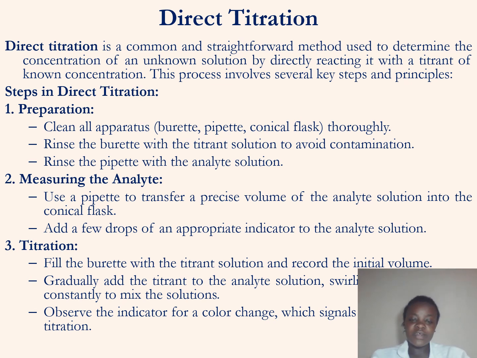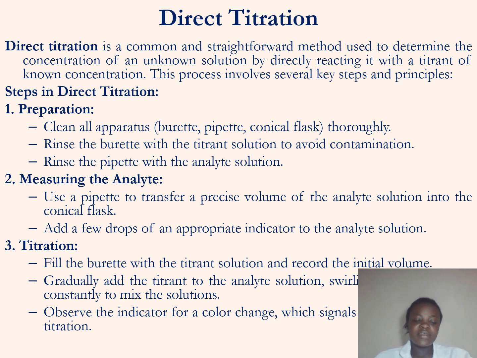So you fill the burette with the titrant solution. Be keen so that you don't do it vice versa. Whatever we are putting in the burette is what? Is the titrant. So we add the titrant into the burette and then record the initial volume. Remember, in our titration table, we had to fill for the first, second, and third experiments or titrations. We have to record the initial and final volume. So we have to start by recording the initial volume.